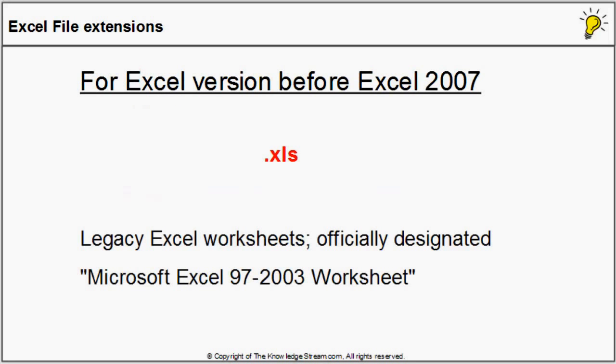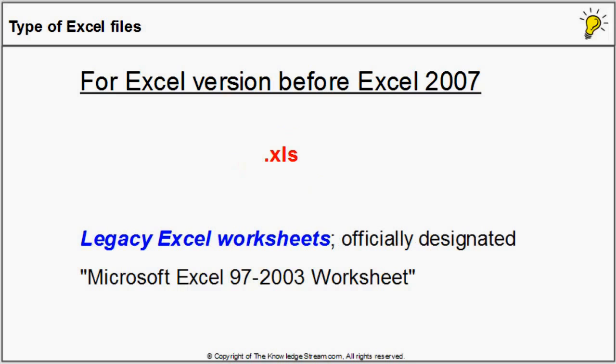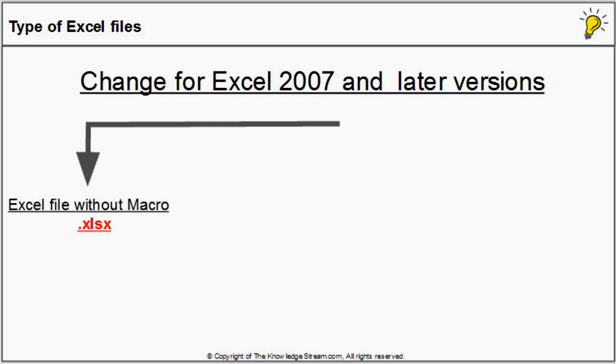Prior to arrival of Excel 2007, life was simple and almost all the Excel files had .xls as the extension, also known as legacy Excel files or simply Excel 97-2003 files. Excel 2007 and later versions have extended the file extensions to 4 letters.